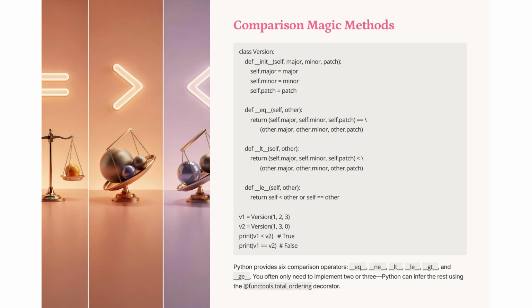In Python, comparison magic methods like __eq__, __lt__, and __ge__ allow objects to be compared. For instance, the version class compares version numbers using these methods. Implementing just a few, like __ge__, __eq__, and __lt__, can enable full comparison capabilities, especially when combined with the functools total_ordering decorator, which infers the remaining methods.